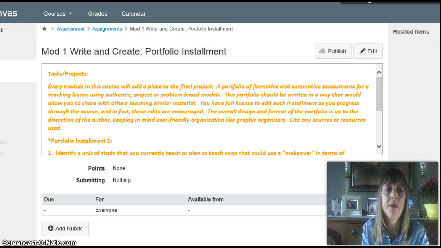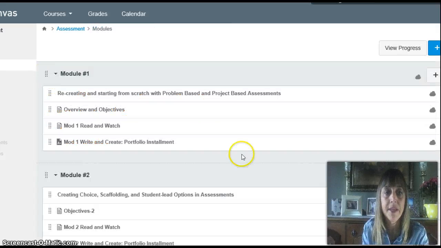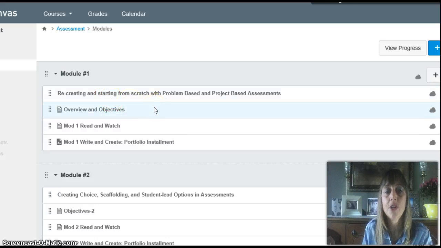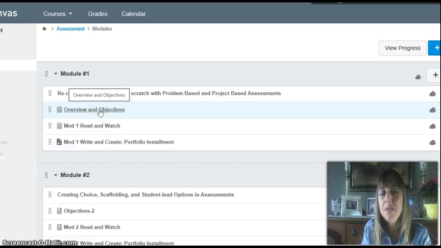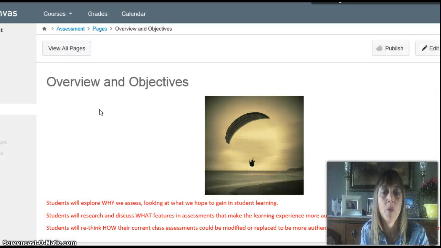Let's talk a little bit about this module and what the content is, briefly here so that we can all be on the same page. As you can see from the title, we're going to try to either recreate or start from scratch with problem-based and project-based assessments. Sometimes we see inquiry-based in that whole mix, and I like to think of inquiry-based as maybe the umbrella or the parachute for all of this, and the problem and project-based are different manifestations of what it can look like. I don't know that you can really have problem-based without inquiry or project-based without inquiry.